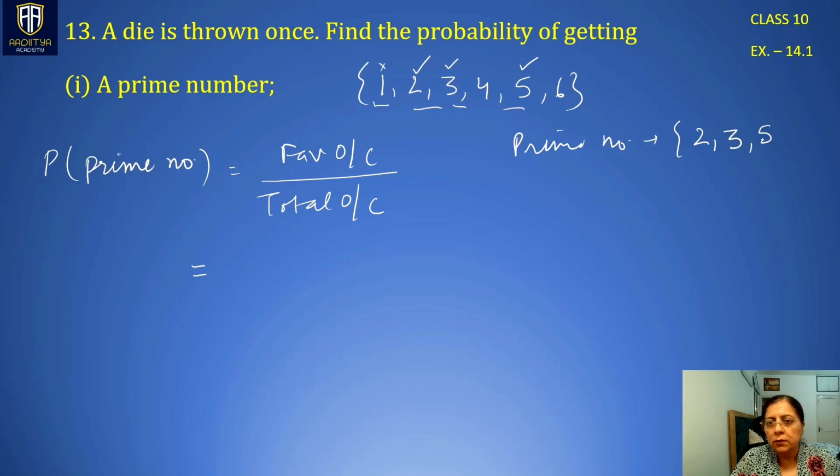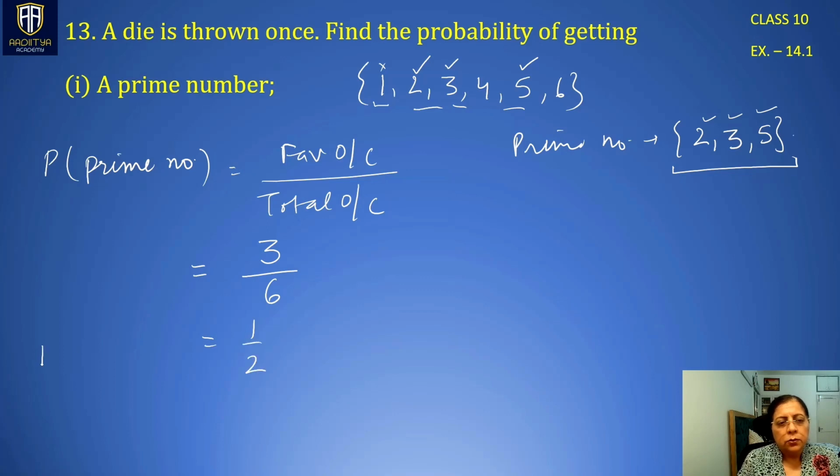Please mark this question as very important, because this is a very common mistake which is made even by good students, that they consider 1 as a prime number, which is wrong. 1 is a unique number, that is not prime. So here, out of these 6 numbers, 2, 3 and 5 are 3 prime numbers. So favorable outcomes are 3 and total outcomes are 6. So the probability of getting a prime number on the throw of a dice is 1/2.